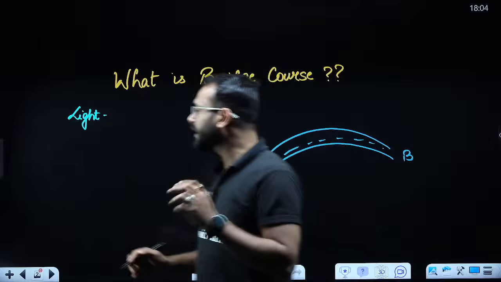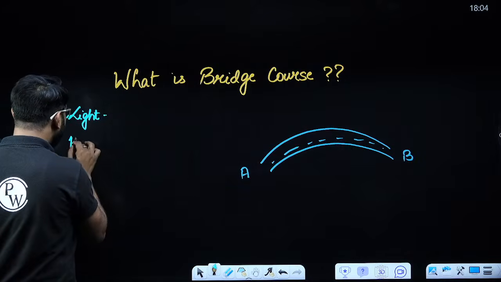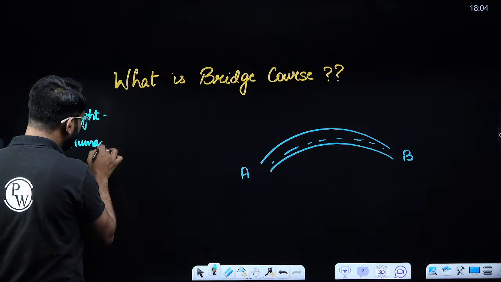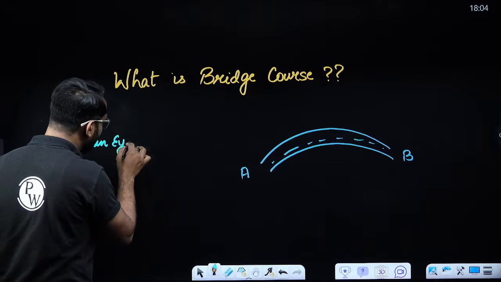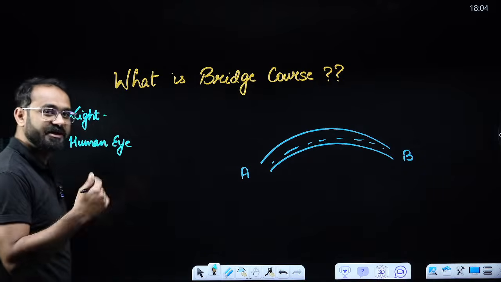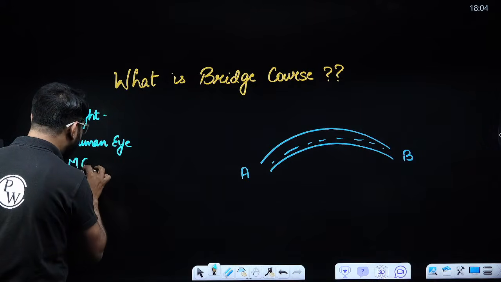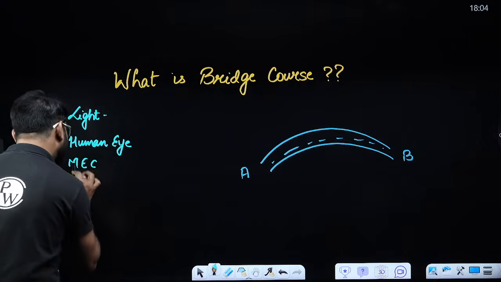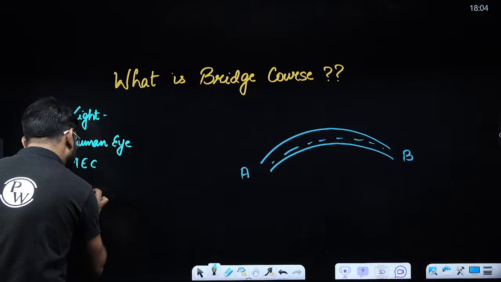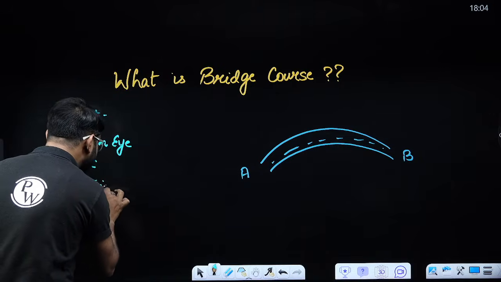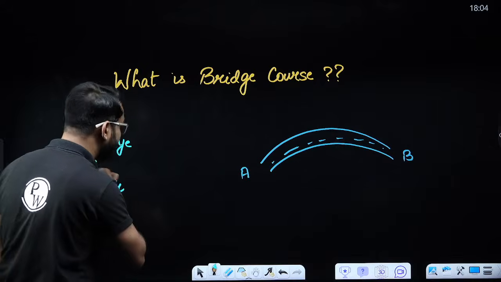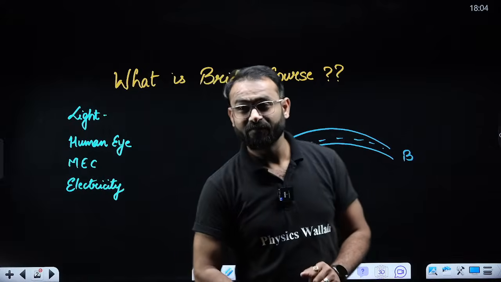Related to that, we have another chapter, human eye and the colorful world. The complete name is human eye and the colorful world. Similarly, over here, light, that is reflection and refraction. Third, we have magnetic effect of current, and last we have electricity. These are the 4 major chapters that we are going to study in physics in class 10th.